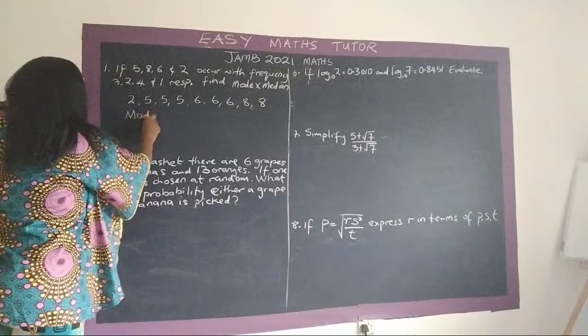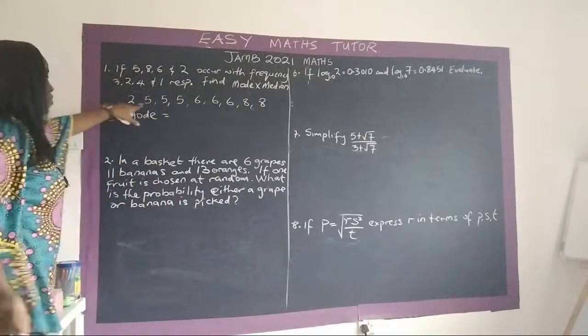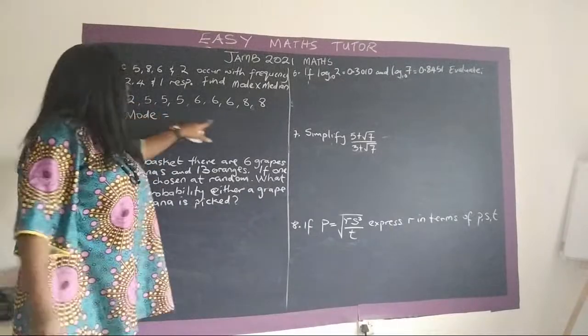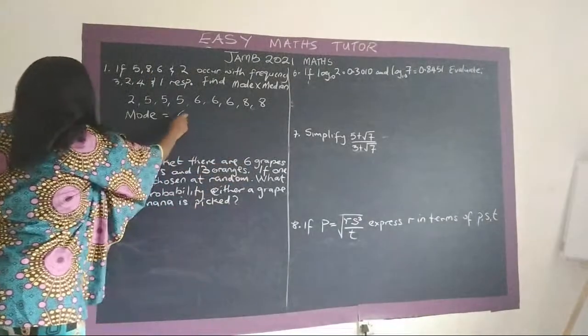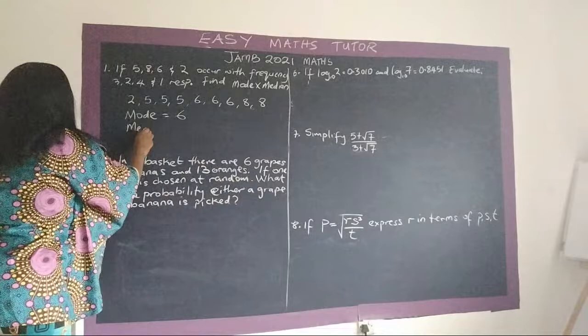So what is the mode of these numbers? Which number occurs more frequently? I guess it's the same as mine. 6, okay?